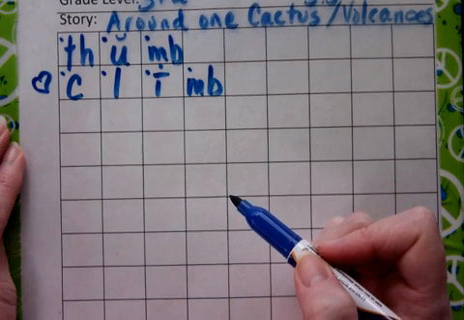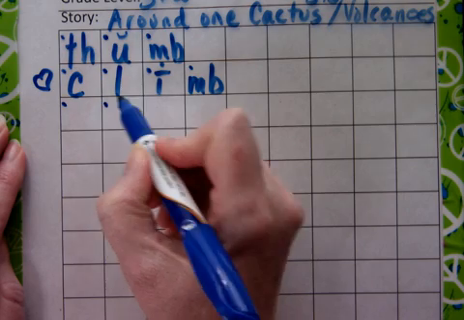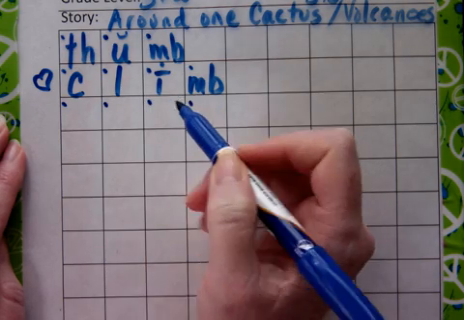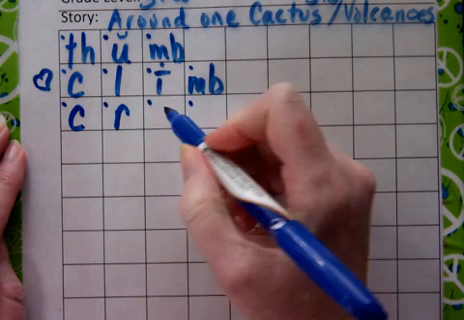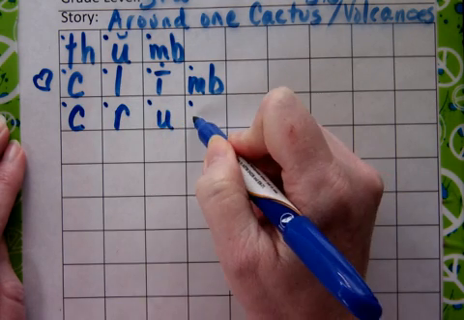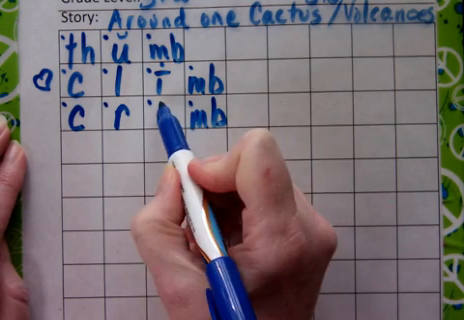The next word is crumb. Sound it out. K, r, u, m. Closed syllable, the vowel is short.